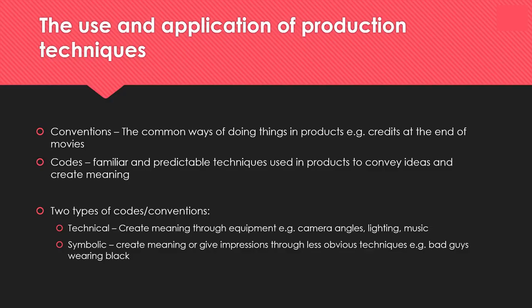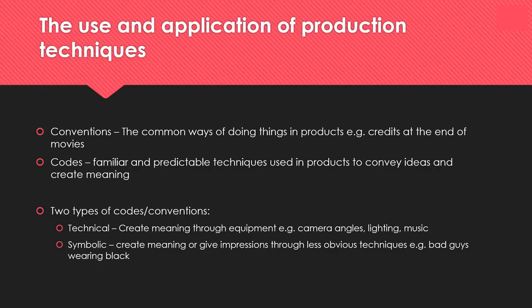There are different types of production techniques, and the usual reason is to create some sort of code and convention. A convention is the common way of doing things in products, for example, credits at the end of movies. A code is a familiar and predictable technique used in a product to convey ideas and create meaning.